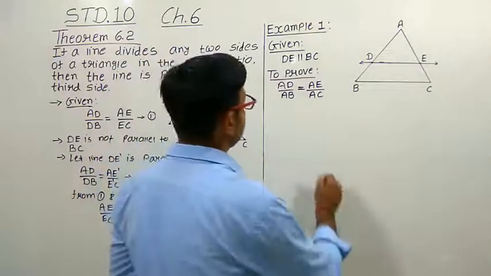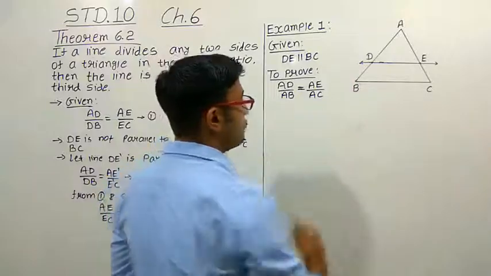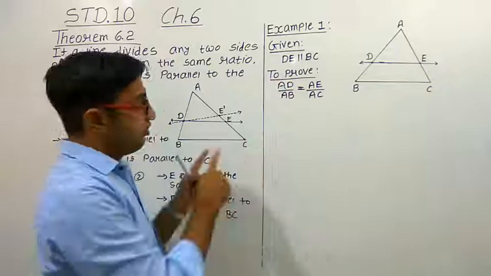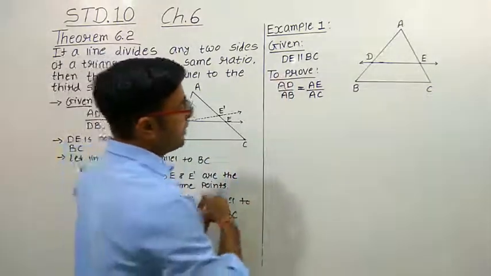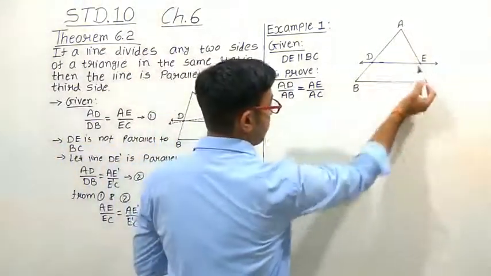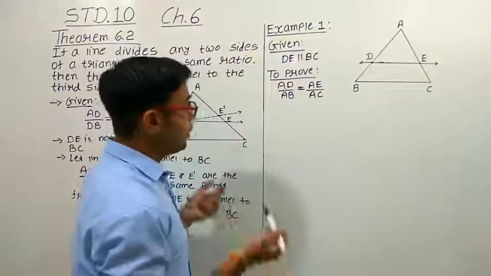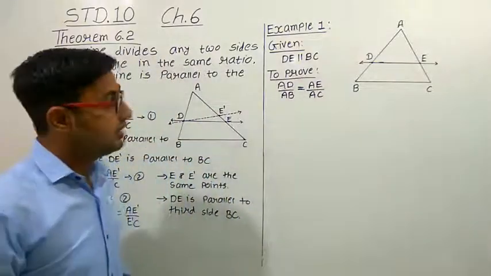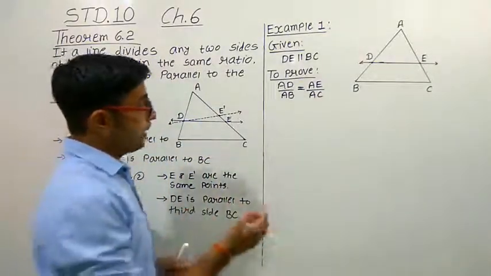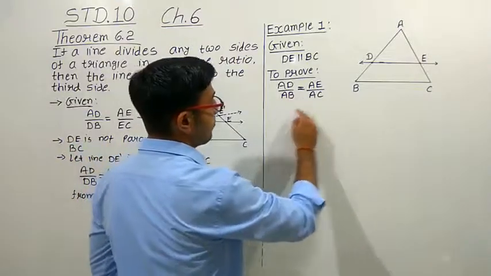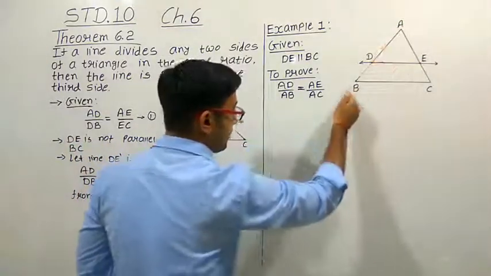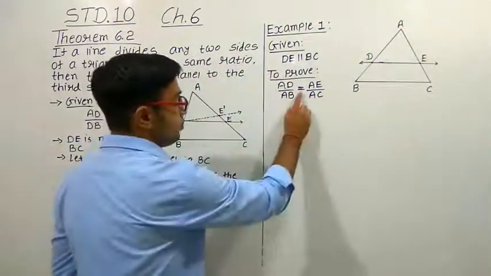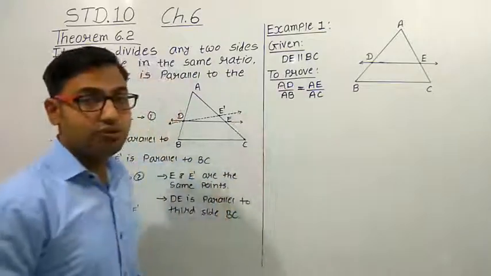Here we are given that DE is parallel to BC. Same situation: there is a triangle ABC, and one line DE intersects AB at a point D and AC at a point E. DE is parallel to BC. We have to prove that AD upon AB, that means AD upon the total side, is equal to AE upon the total side AC. That ratio is equal, that we have to prove here.